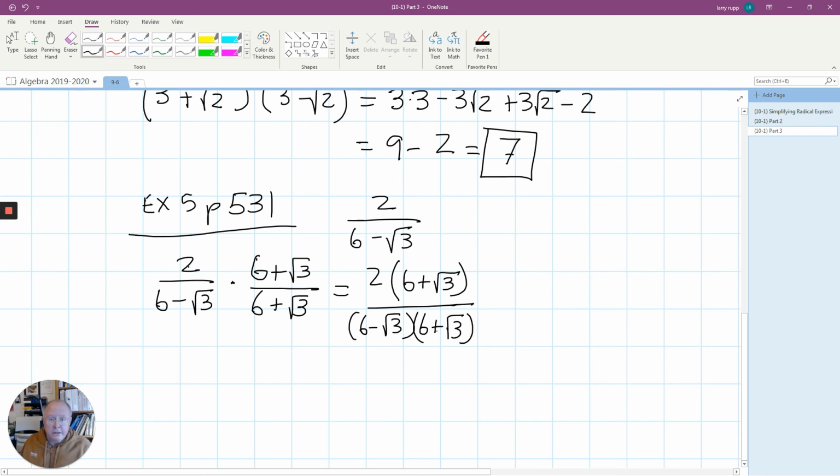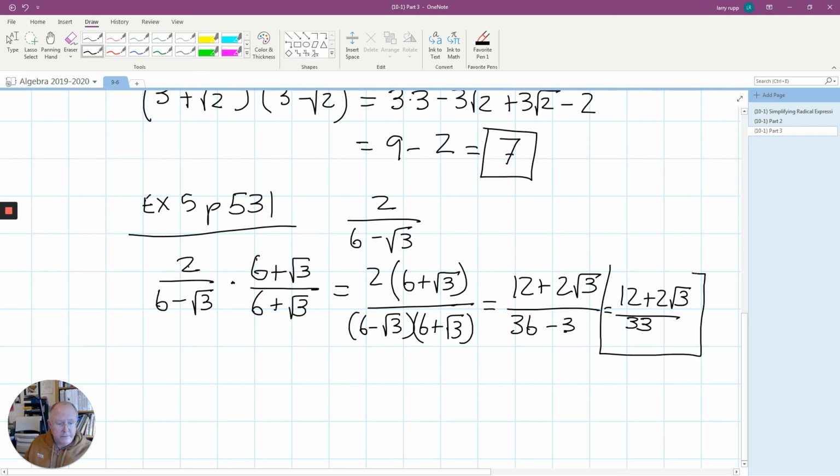Okay, so we got that. Now we begin the distribution process. 2 times 6 is 12 plus 2 times the square root of 3, all over what you end up with, which is 36 minus 3. So you have 12 plus 2 times the square root of 3 all over 33. As far as a fraction goes, that's as simplified as you can get. So that's its final form.